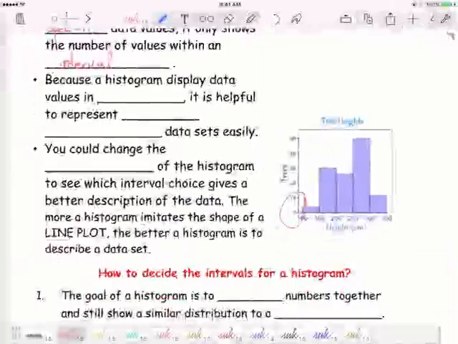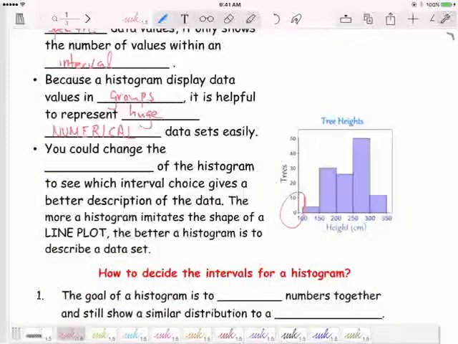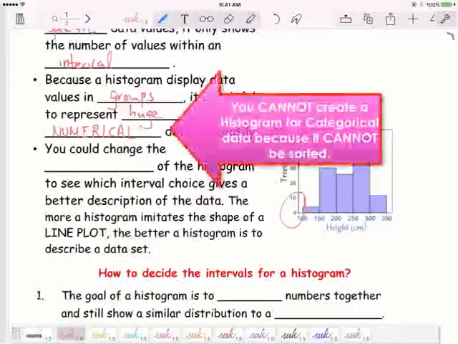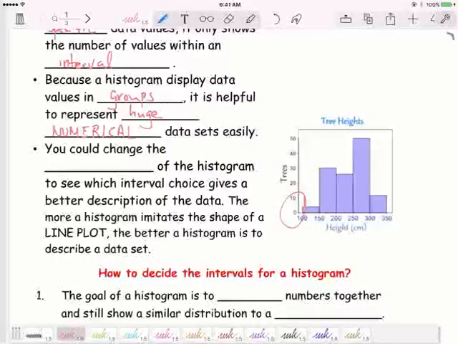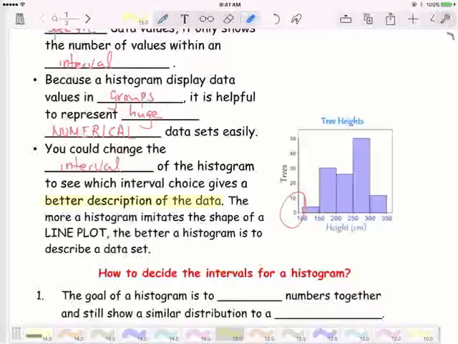Now, because a histogram displays data values in groups, it is helpful to represent huge numerical data sets easily. We cannot create a histogram for categorical data because we cannot sort categorical data like dogs and cats from least to greatest. You can also change the interval of a histogram to see which interval choice gives a better description of a dataset. Remember, the more a histogram imitates the shape of a line plot, the better a histogram is to describe a dataset.